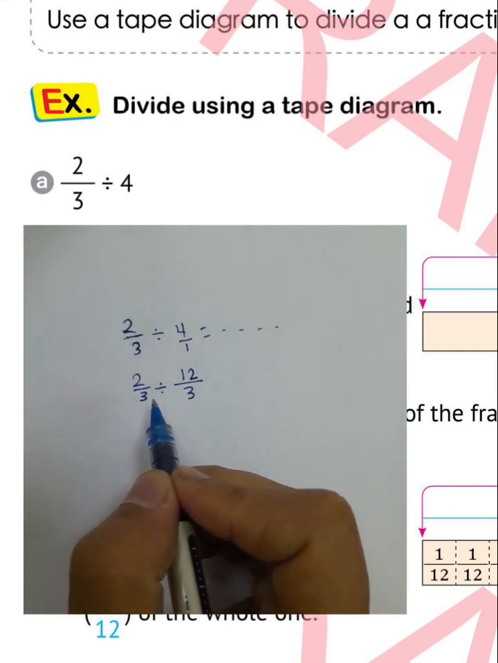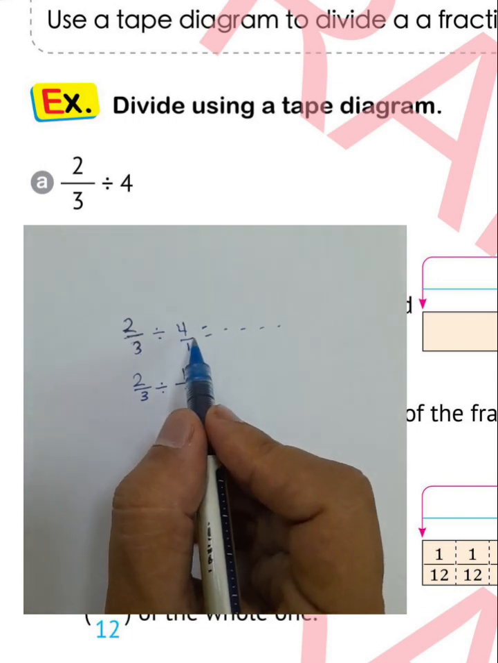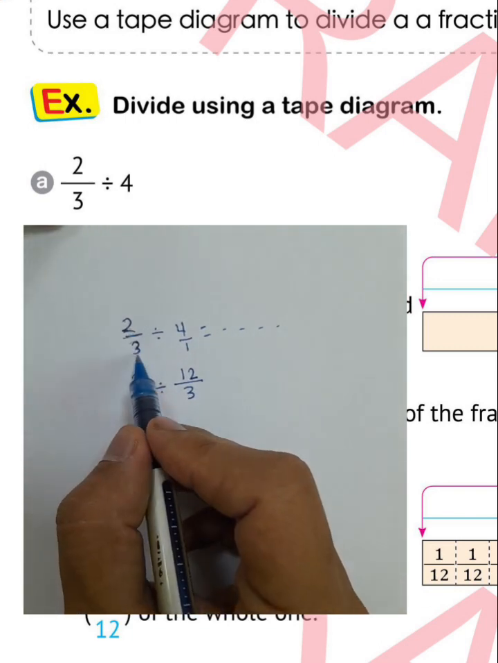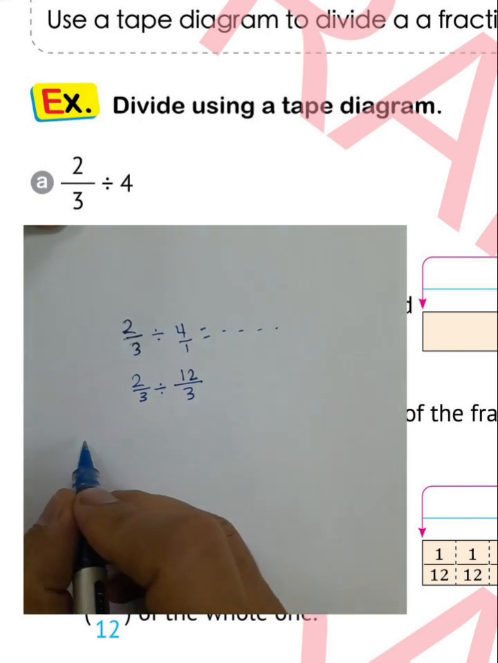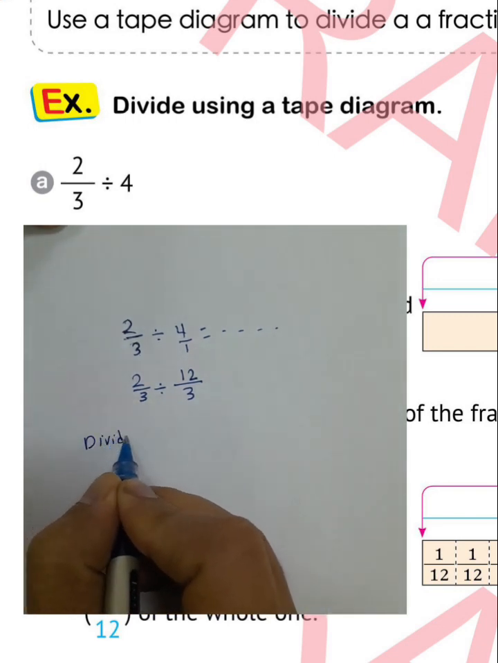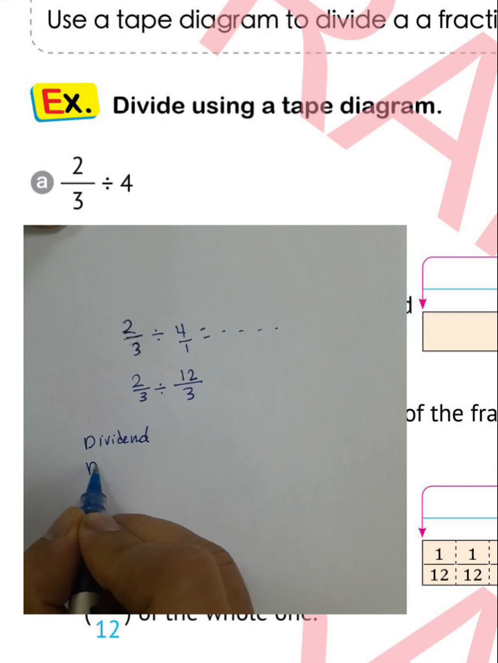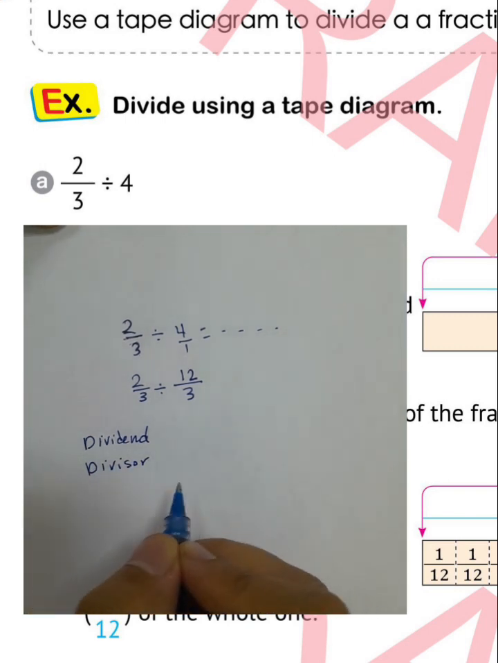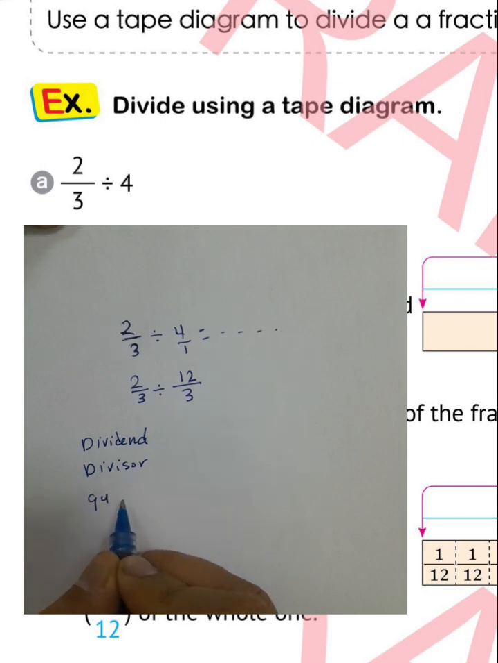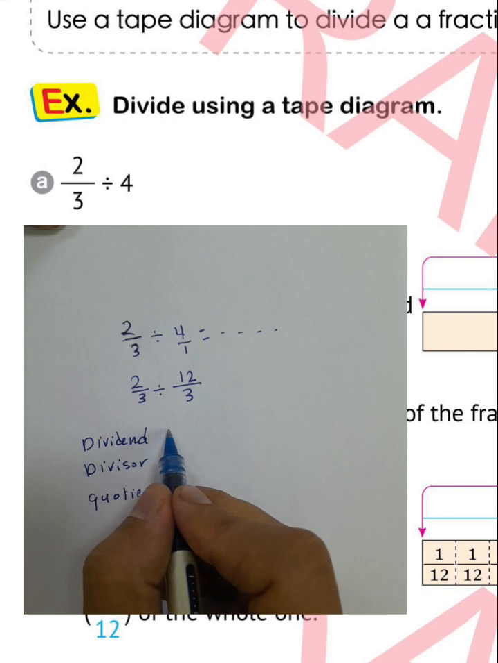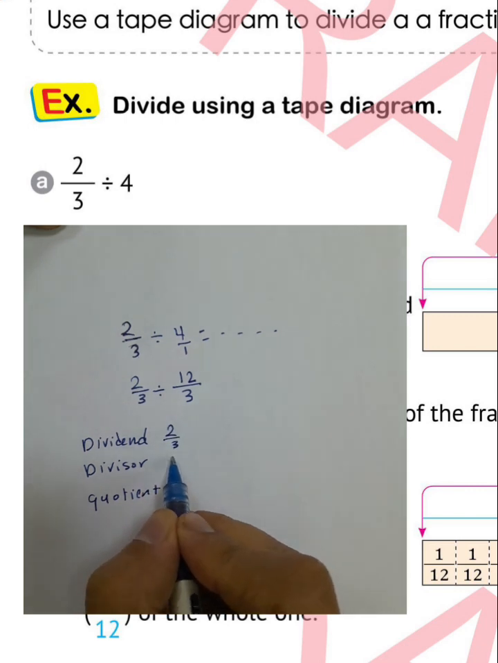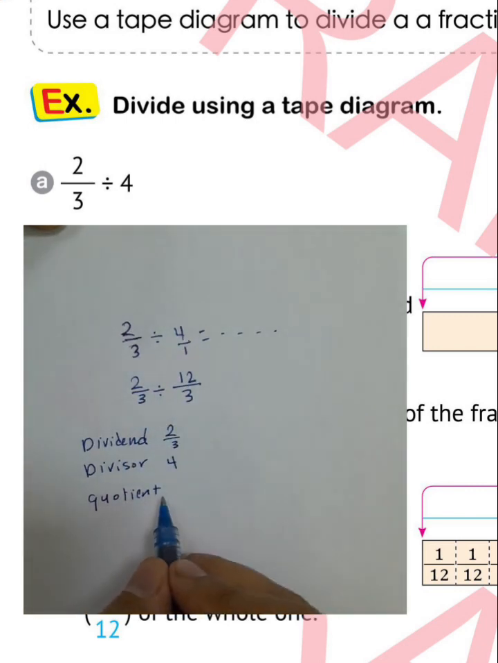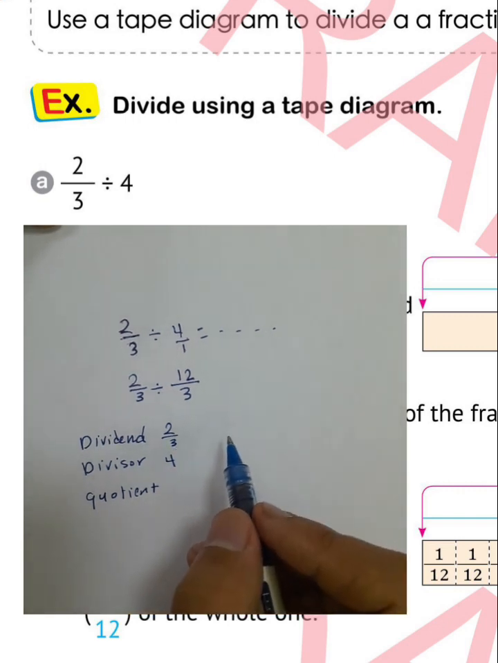And then we will draw how many parts here. 2 parts from 3 parts. We have the dividend and divisor, and then we can find the quotient. The dividend was 2 over 3, divisor 4, and the quotient we can get. We have 2 parts colored from 3 parts.